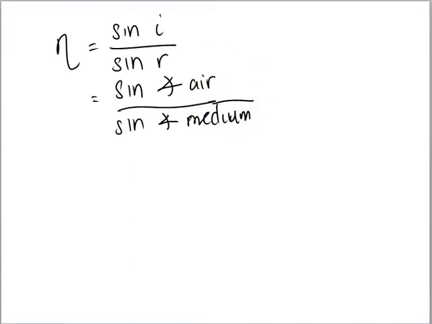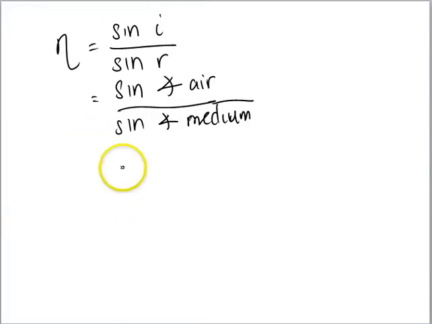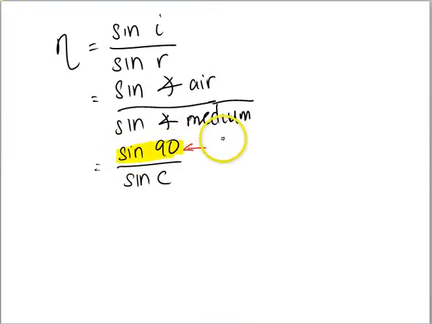Now, if you look at the previous page, glass to air. Where is the angle of refraction? The angle of refraction must be in air. So this will be equivalent to sine 90 divided by sine C. C is known as your critical angle. If you press your calculator, you realize that sine 90 is equal to 1. So n is equal to 1 over sine C, and we do some rearrangement.